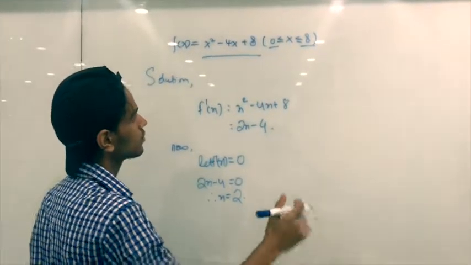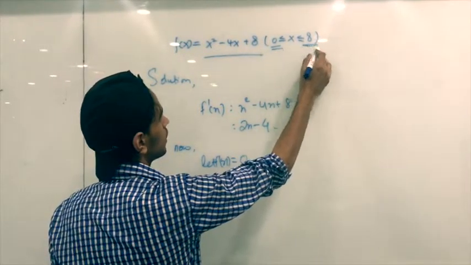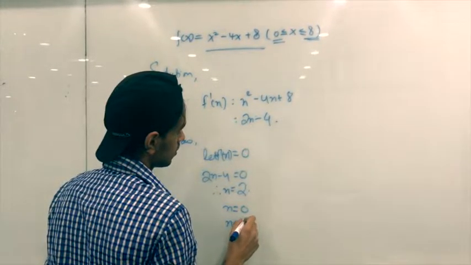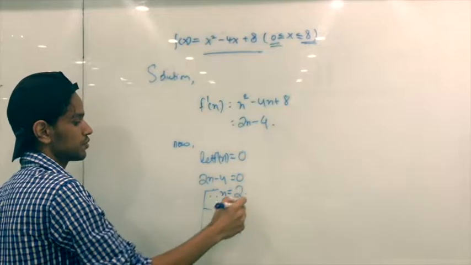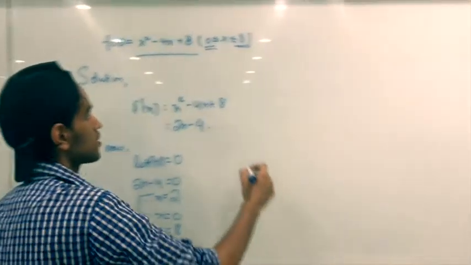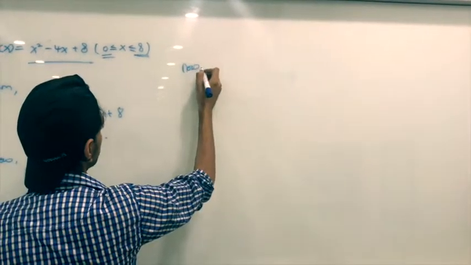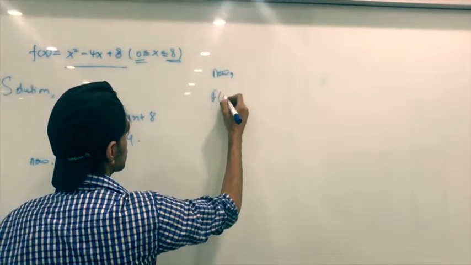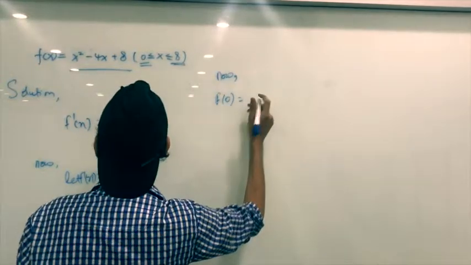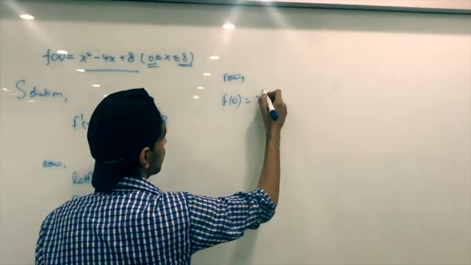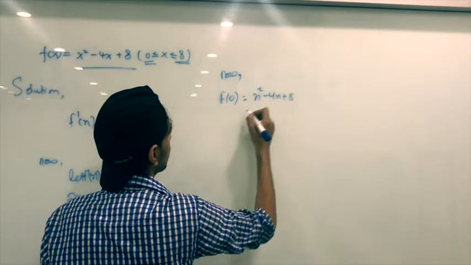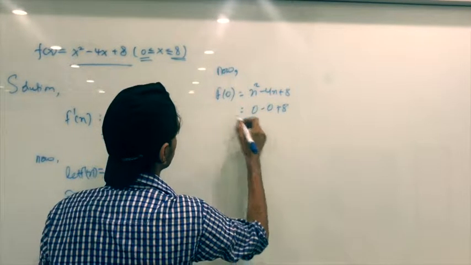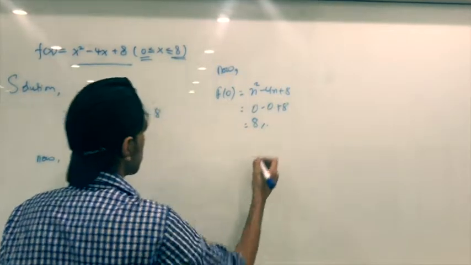We also need to consider the interval 0 to 8. So we've got three points here: x equals 2, 0, and 8. Now, to get the values, we put them into the equation x squared minus 4x plus 8. For f(0), this is 0 plus 8. So the value for f(0) is 8.